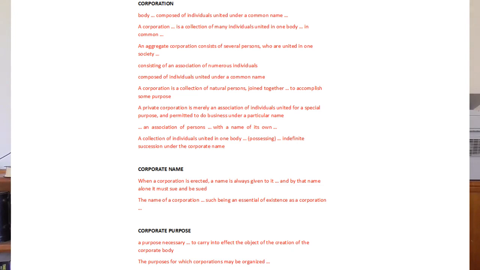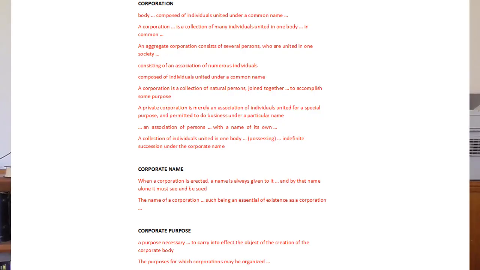A corporation is a collection of natural persons joined together to accomplish some purpose. A private corporation is merely an association of individuals united for a special purpose and permitted to do business under a particular name. An association of persons with a name of its own. A collection of individuals united in one body, possessing indefinite succession under the corporate name.